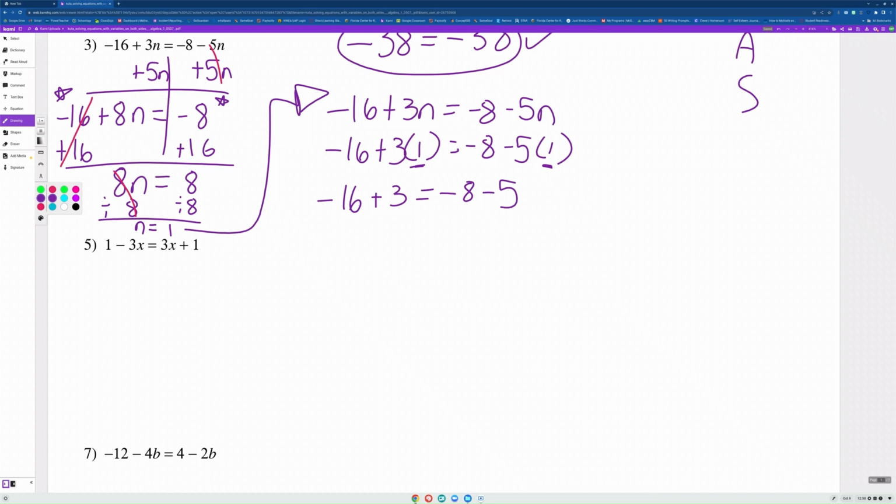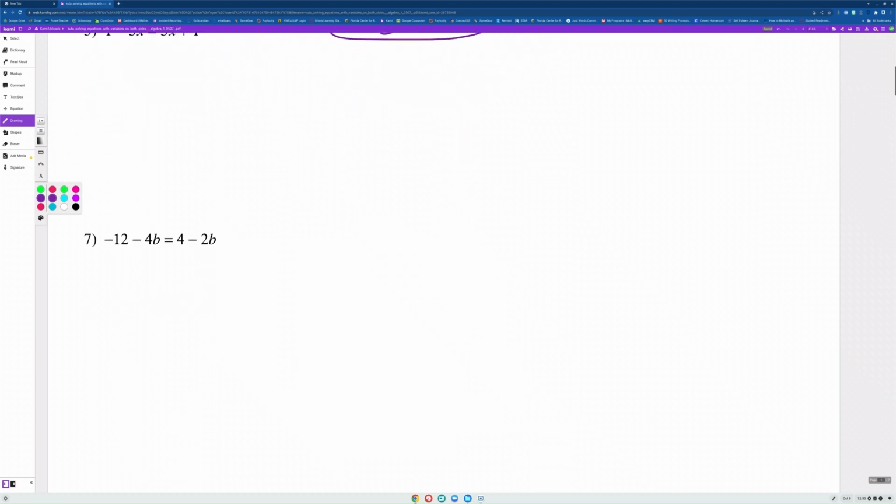So now I'm just going to go ahead and make sure that I equal both sides. Negative 16 plus 3 is going to give me negative 13. And then negative 8 minus 5 also equals negative 13. So I know that I did this right, and I know that n is equal to 1. All right, we're going to go ahead and do 2 more. Again, I recommend just doing this one with me.